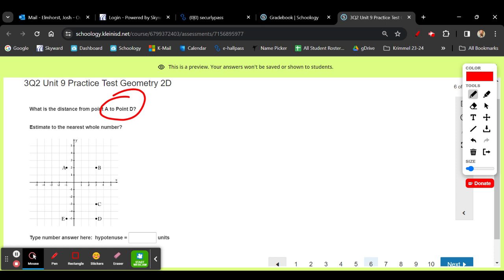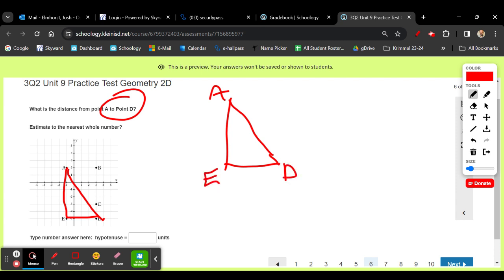Point A to point B is going to be completing this triangle. So let's just set it up, create our own triangles. Point A to point D. So we count our units 1, 2, 3, 4, 5, 6, 7. This one's 7 for the leg. 1, 2, 3, 4. And that's 4 for the lower leg.